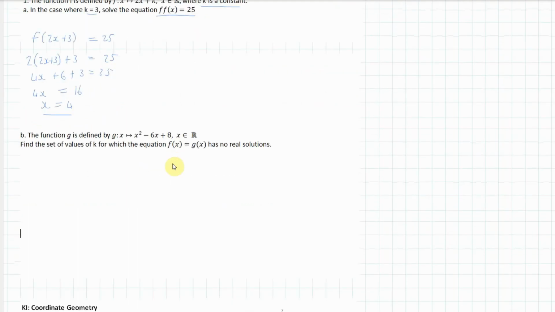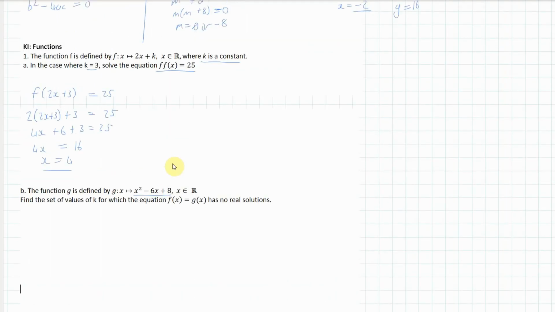The function g is defined by this value here, x squared minus 6x plus 8. The domain is x is a member of the set of real numbers. Find a set of values for k for which f(x) equals g(x) has no real solution. So we go to g(x).